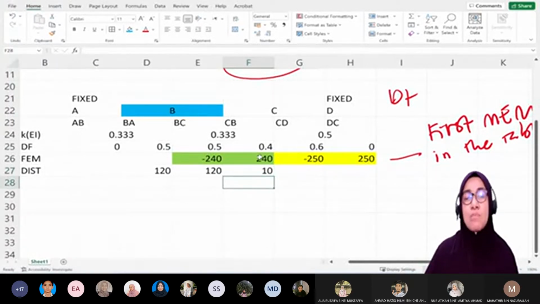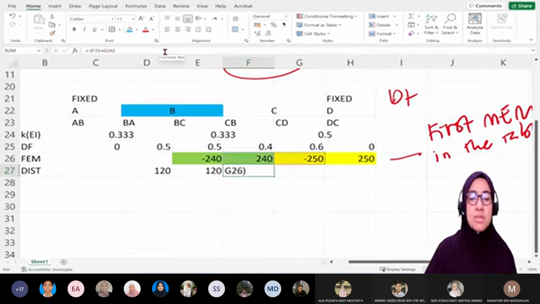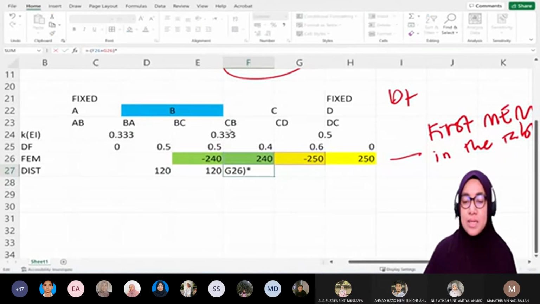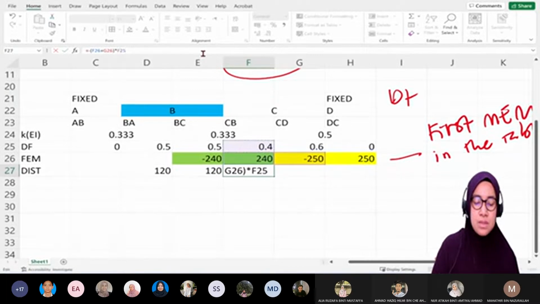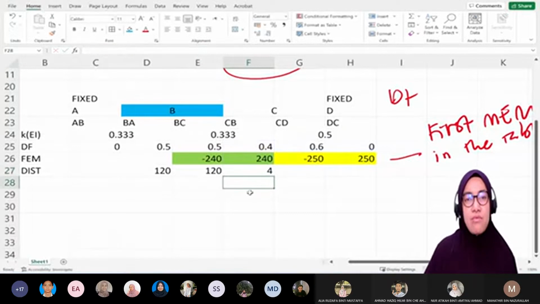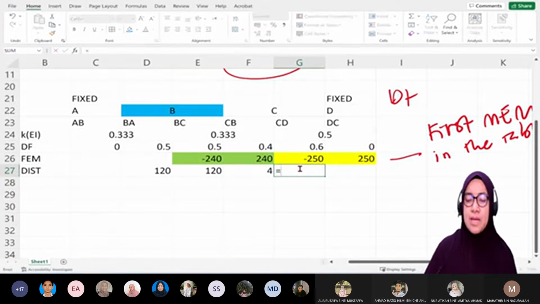Okay, it is because the moment that we distribute is joint moment which is opposite with member and moment. Dapat 10. 10 ni belum distribute lah, belum distribute. This is just joint moment. Kali dengan distribution factor 0.4. Okay, we get 4. We get 4. Okay, repeat again the process. It is 10.